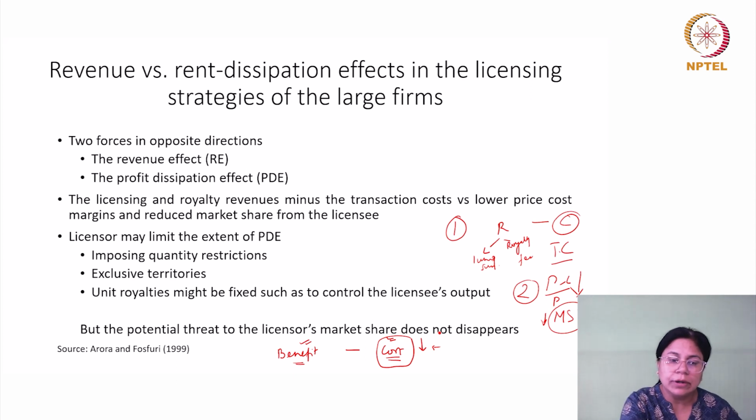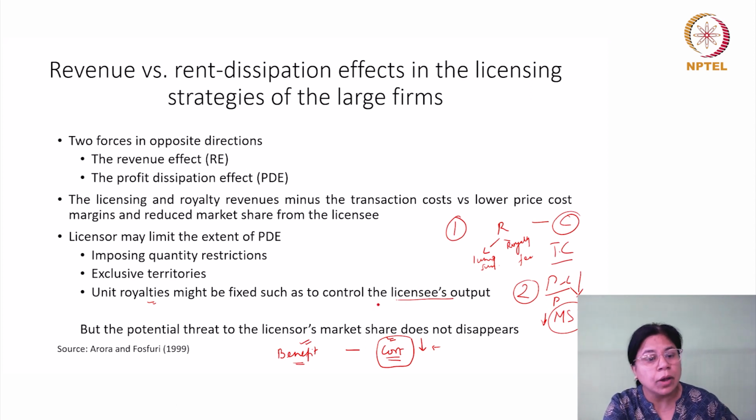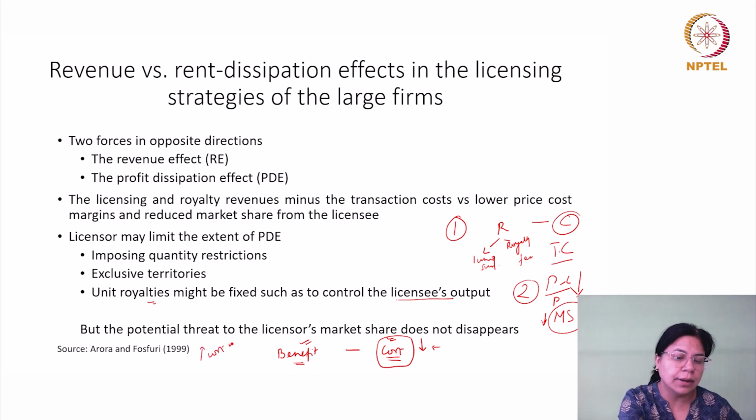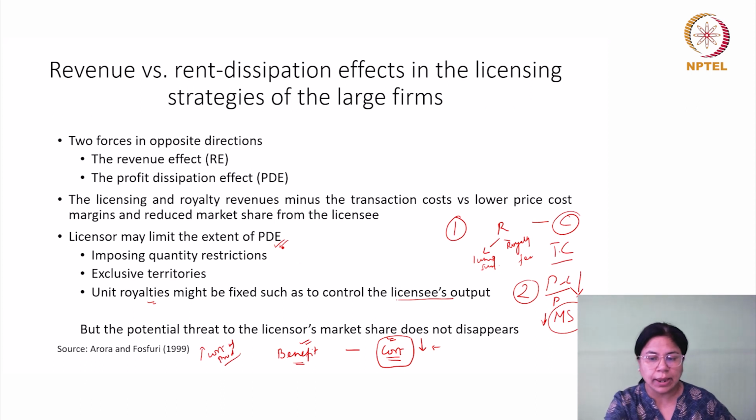So it's not like you're charging a higher fee only to make royalties for your own point, but you are charging a higher royalty which has an impact on the licensee output, because from the licensee's point of view any per unit royalty charge is going to increase their cost of production, right? If that cost of production increases, clearly the output they produce would be reduced. So this is an action taken by the licensor in order to reduce their profit dissipation effect. However, the potential threat to the licensor's market doesn't disappear. It still remains, as you have now licensed your technology to others.